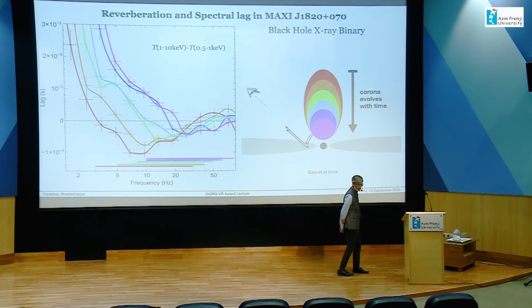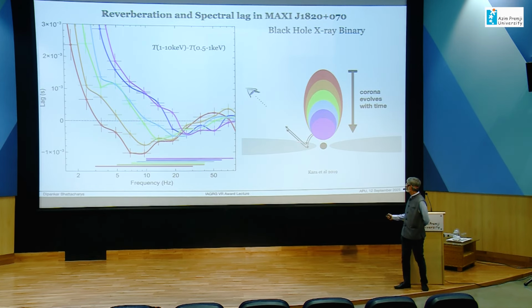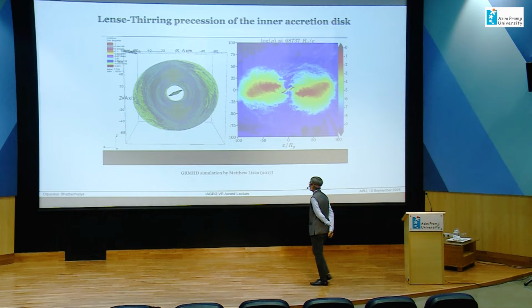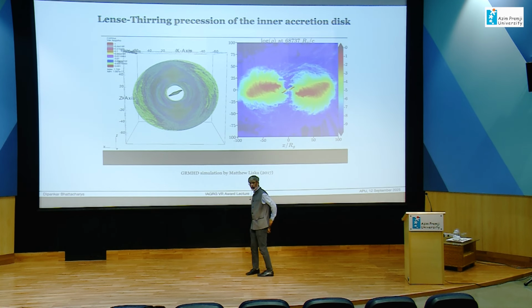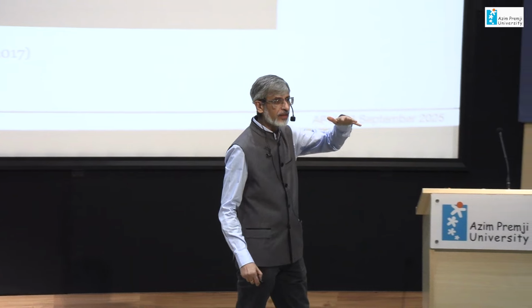So this gives us again some estimate not only of the size of the corona but also the mass of the black hole. Now I have shown you a picture of the swirling matter near the black hole, right?